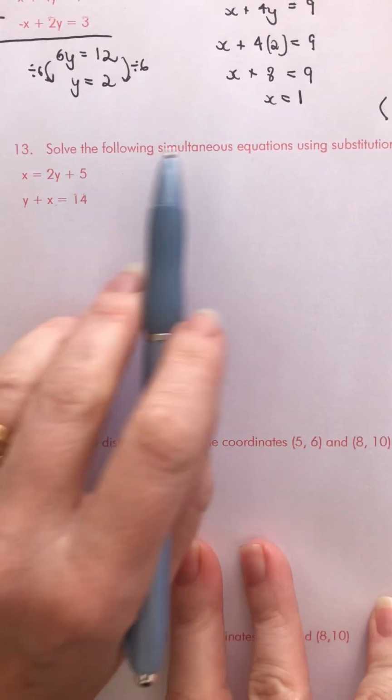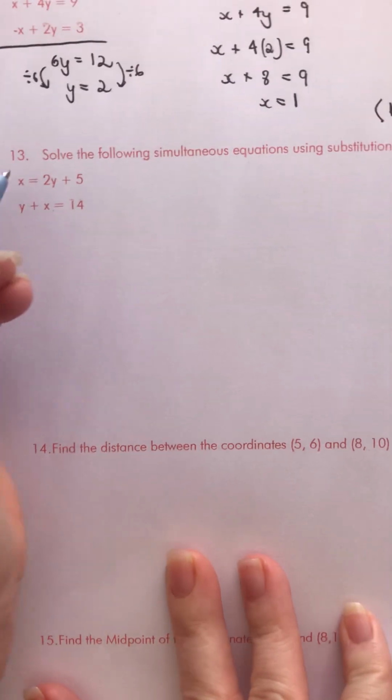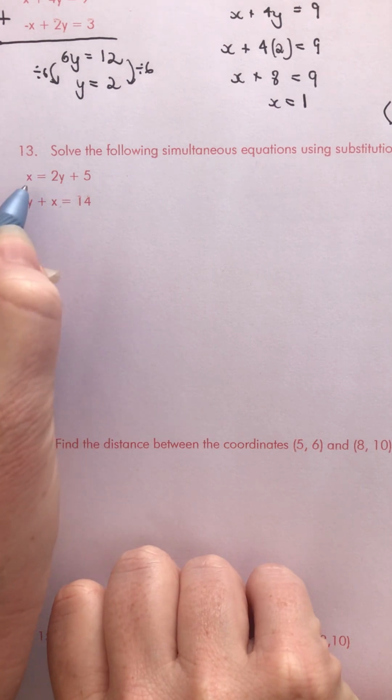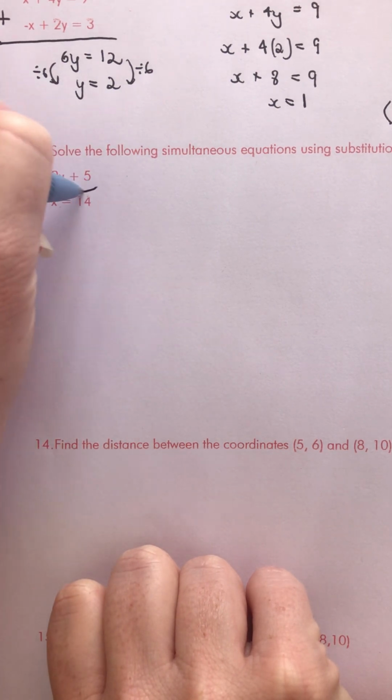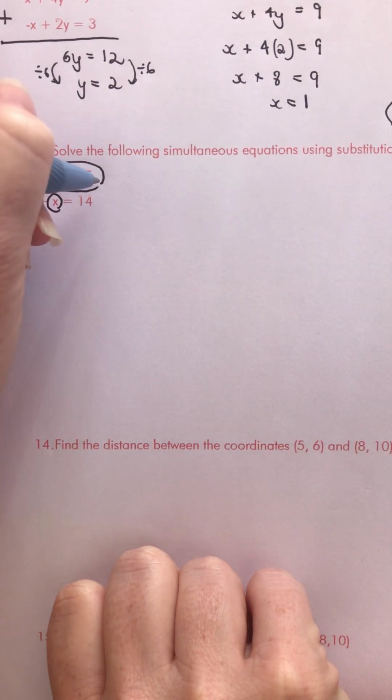The next one says using substitution. So we've got another two equations, but this is a substitution one specifically because we've got our x isolated. It's on its own. So if we had an x on its own or a y on its own, they lend themselves to substitution because we're going to substitute that into the other equation. So where we see an x, we're going to write 2y plus 5.